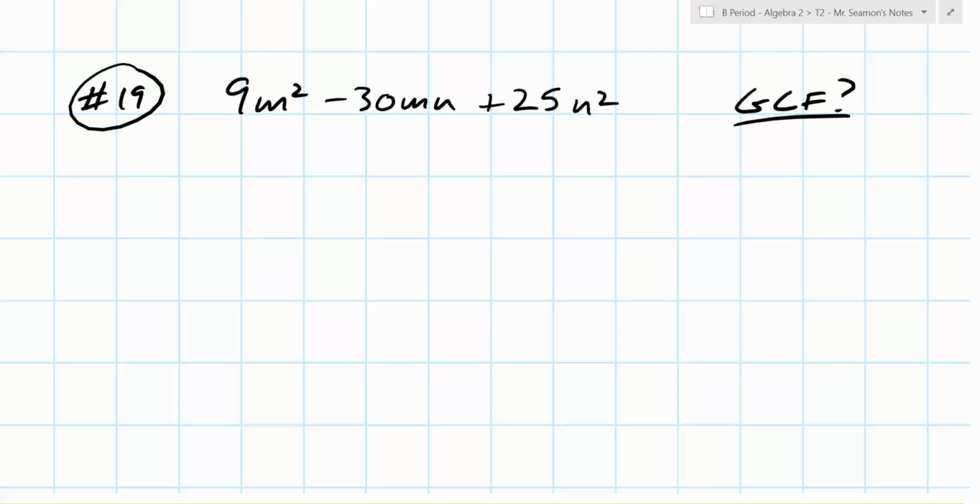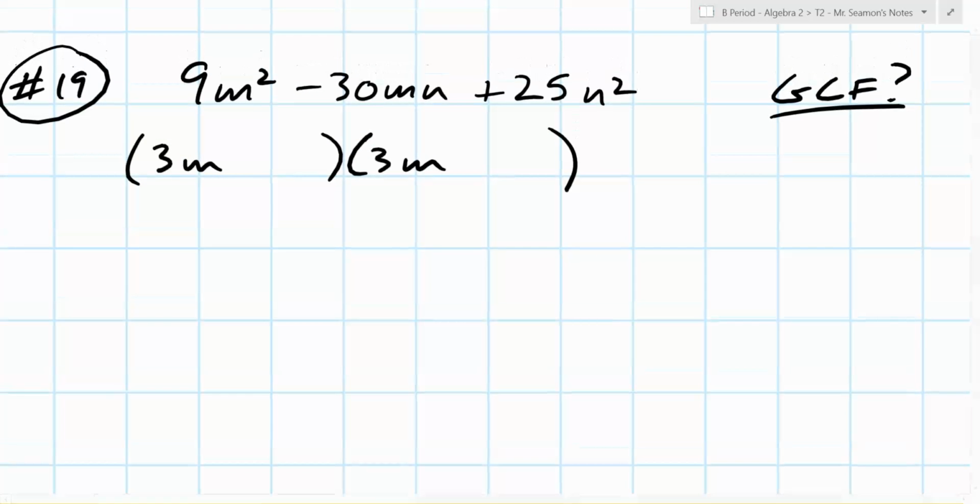There are two variables, but you might guess 3m and 3m to start with. Then the other two have to multiply together to get 25n squared. But what do you know about the positivity or negativity? Two negatives. It has to be two negatives because the middle term is negative and the last one is positive. So do you want to just take a guess? How about negative 5 and negative 5n?